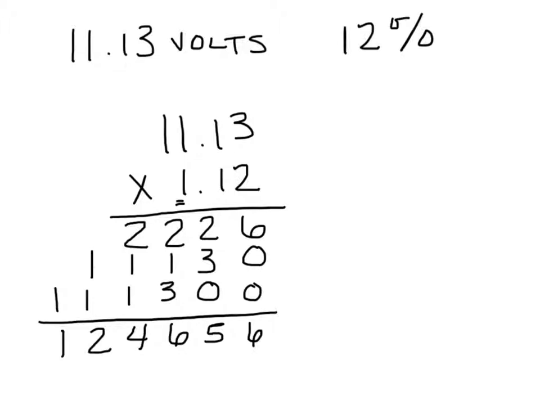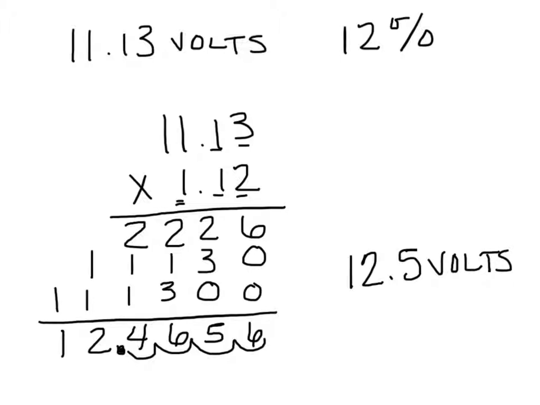Now I need to place my decimal. I have 1, 2, 3, 4 places behind the decimal point, so I need 4 places behind the decimal. 12.4656 volts, or rounding to the tenths place is going to be 12.5 volts, and our bulb will break. Please continue on for the next problem.